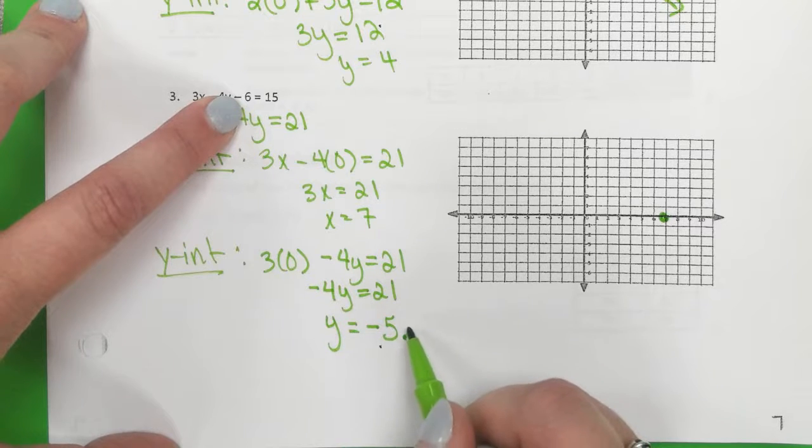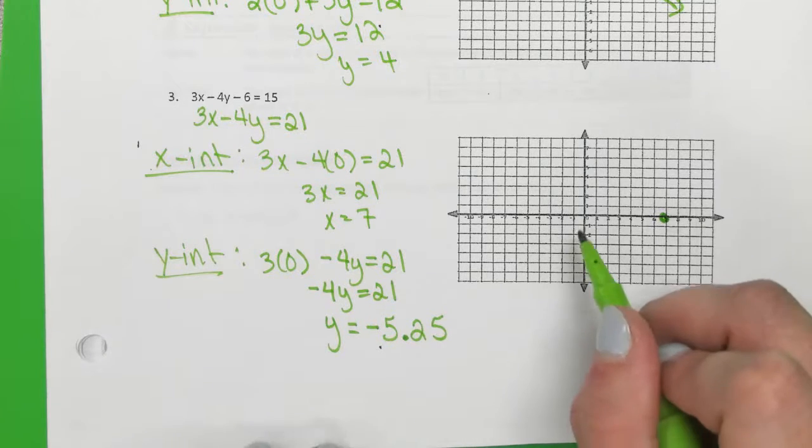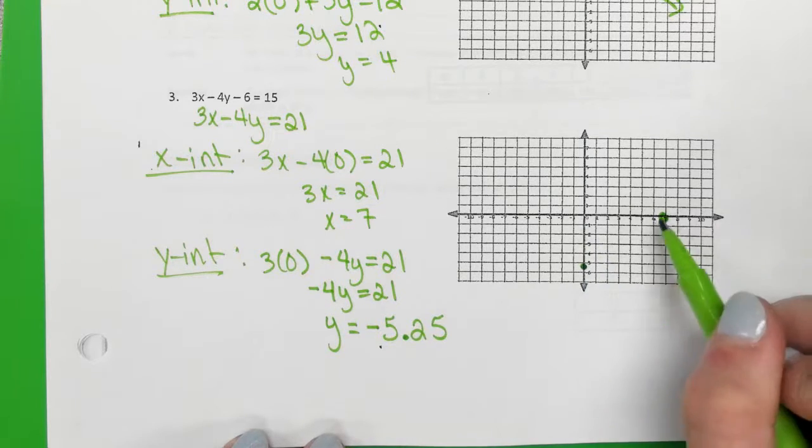What's 21 over 4 there? There you go. How in the world do I graph negative 5.25? Just a little past negative 5, right? 1, 2, 3, 4, 5. Just a little bit past it.